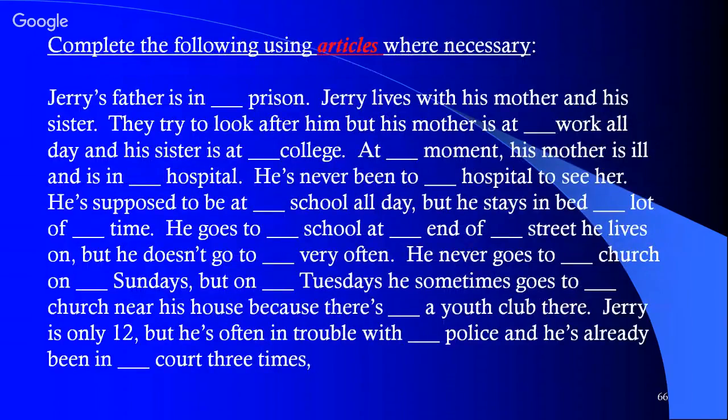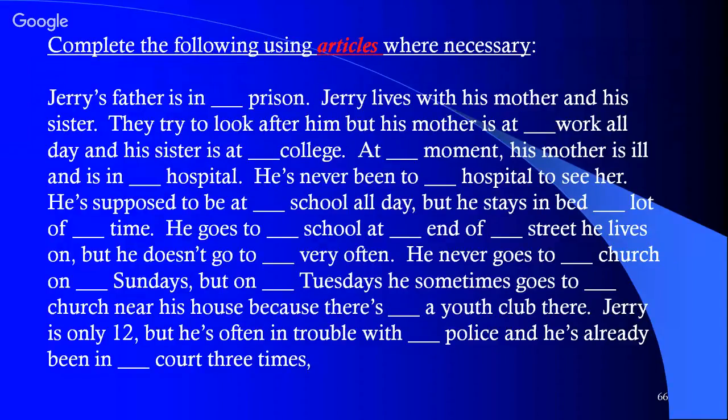Complete the following using articles where necessary. Okay, again, please remember, not all blanks need articles. Some of these blanks have zero article. So please remember, Jerry's father is in dash prison. Illi article barbeka illwa? No article, yes. So Jerry's father is in prison, ashte.